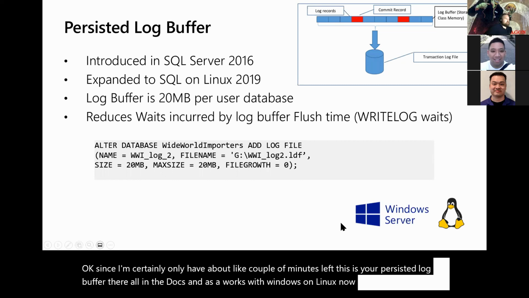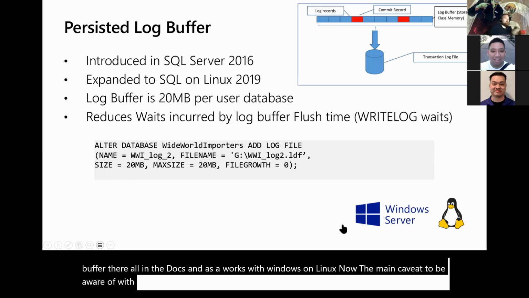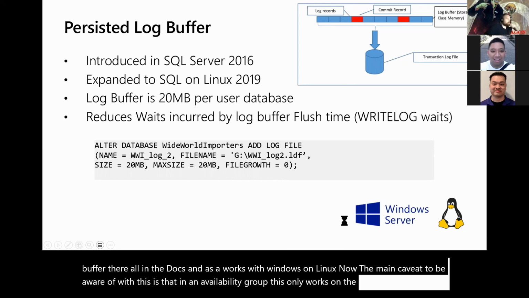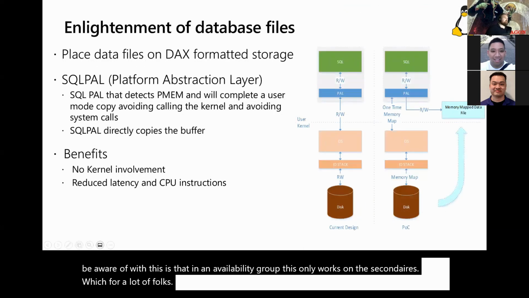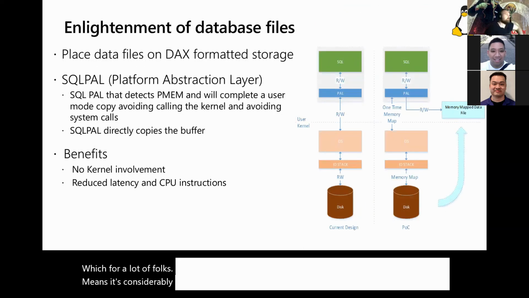The main caveat to be aware of with this is that in an availability group, this only works on the secondaries, which for a lot of folks means it's considerably less useful than they would like.